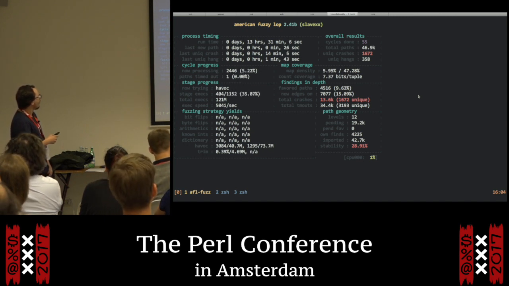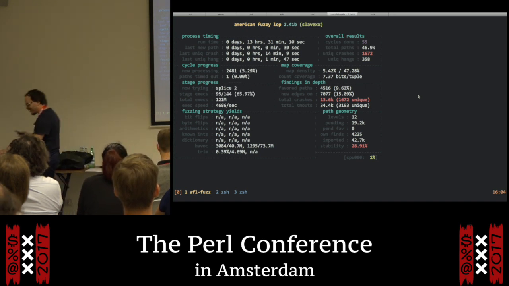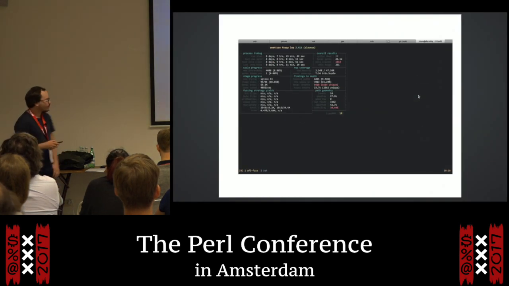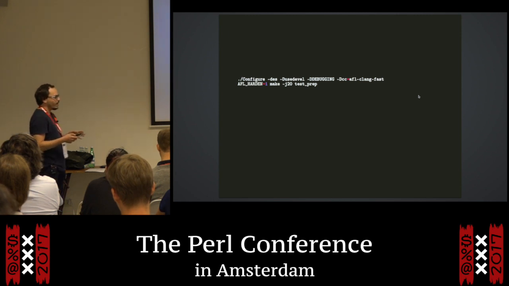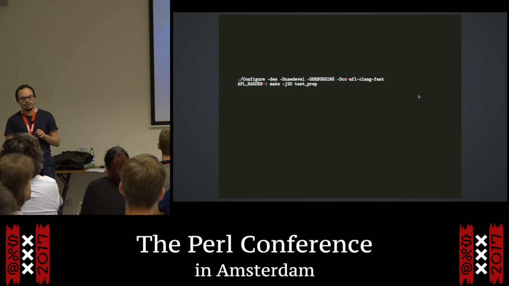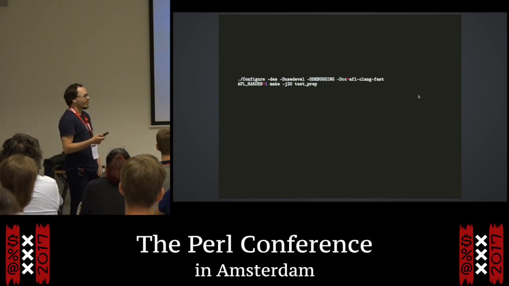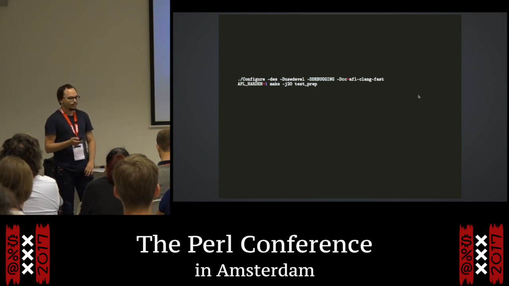So that's running. Yeah, this one has been running for 13 hours, but let's get back to the track. We have this fuzzer and we have Perl, and we want to get some value from this, to crash our lovely Perl. How do we do this?